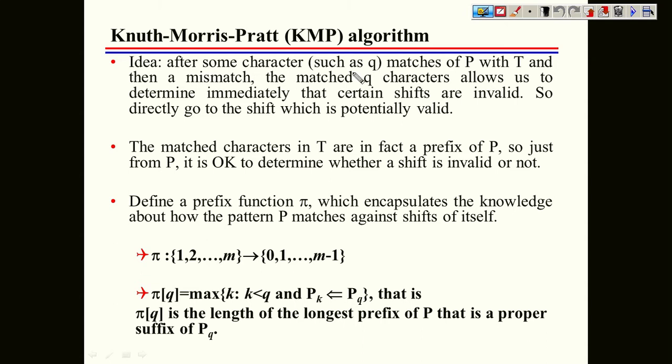After some characters of P match with T and then there is a mismatch, the matched q characters allow us to determine immediately that certain shifts are invalid. So in the previous naive string matching algorithm, after some of the characters of P match with T, if any character does not match with T, then we assume that the shift is invalid, and we start the process again with the very next character.